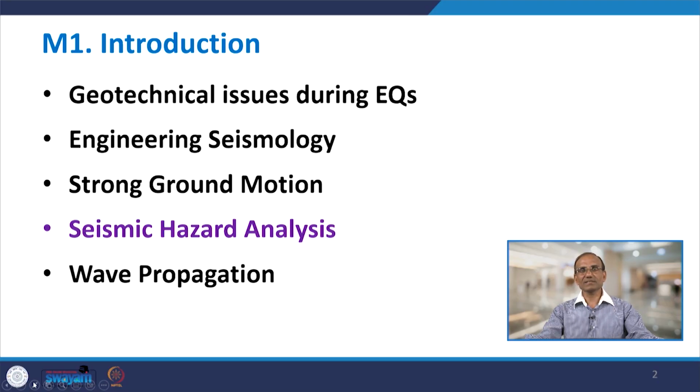So, we are working on module 1 of this course, and we already talked about these geotechnical issues during earthquakes in the first two lectures, then engineering seismology in another two lectures, and the last two lectures, that is lecture number 5 and 6, were on strong ground motion. Today we are going to start a new chapter which is called seismic hazard analysis, and which is very important particularly for finding the site specific design earthquake parameters.